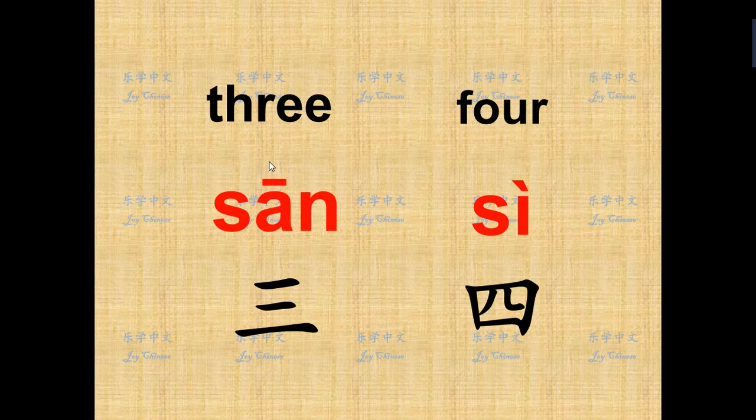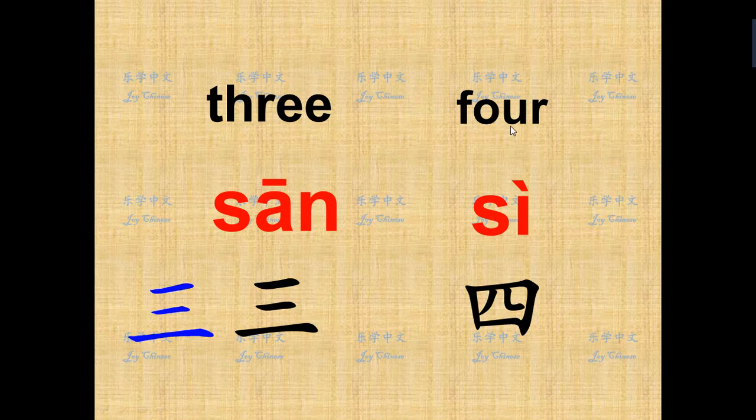The next one is two numbers. Combination of S and AN, first tone. Sān, 三 means 3. We see it's three strokes, so it's easy to write, right? 1, 2, 3. You absolutely learn it from this lesson.